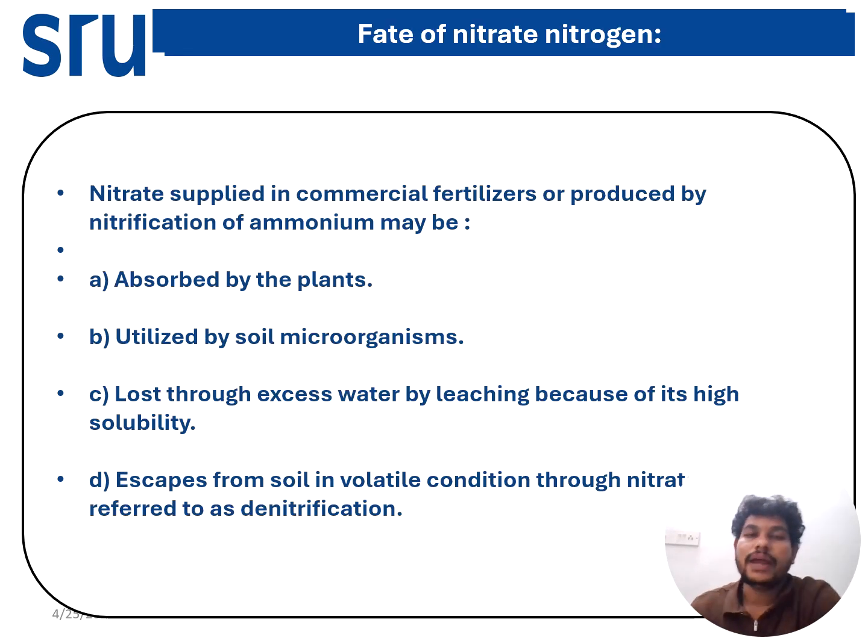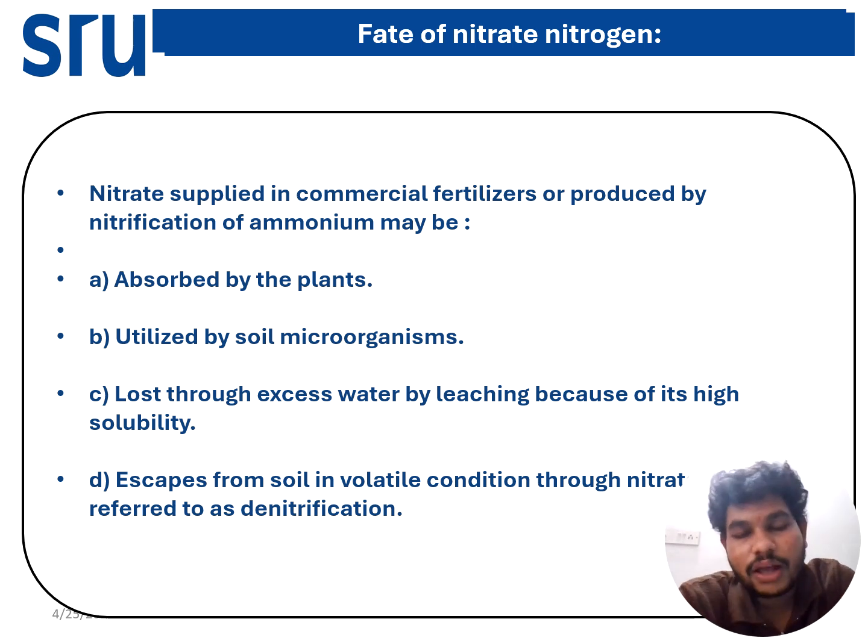Next one is, if the nitrate is formed, then how will it react in the soil. When nitrate is formed by the nitrifying bacteria, the first one is the plant will uptake. Second one is the microbes will uptake it for the mineralization of nitrogen from high C:N ratio crop residue. Then it may be lost through the leaching process, because it has high solubility. Nearly 90% of the nitrogen losses are through the leaching process only.